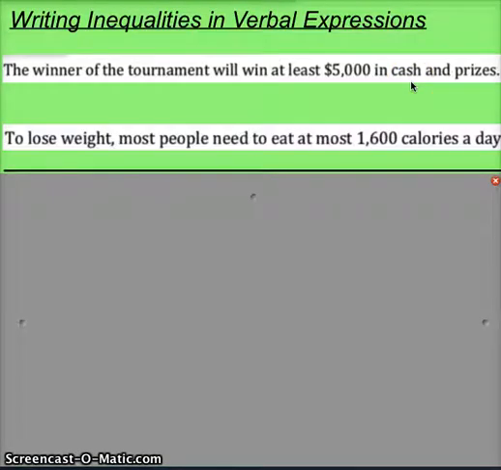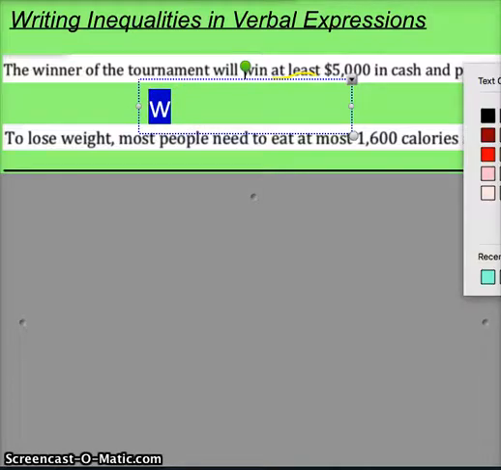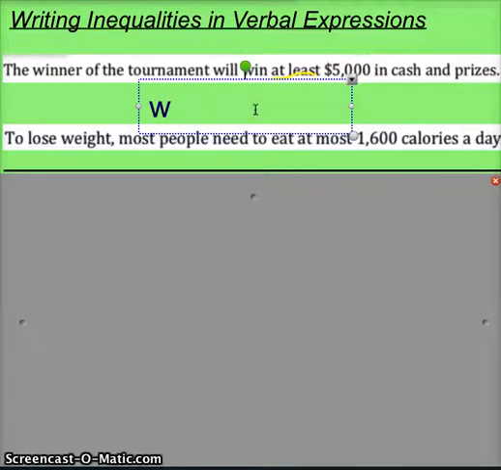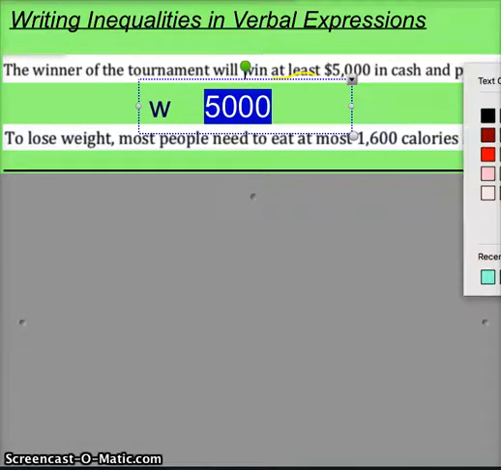Okay, and finally, we're going to look at verbal expressions using inequalities to represent words, and then we're going to look at one word problem. So the winner of the tournament will win at least $5,000 in cash prizes, at least. So this is the key term here. So winner, I'm going to use the variable W to represent winner. And I know that my solution is 5,000. So winner will win at least 5,000.